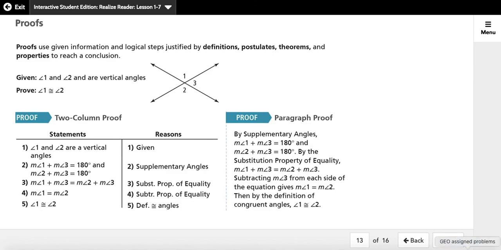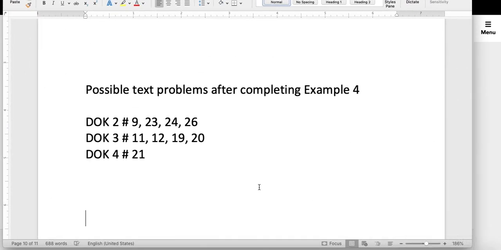And the assignment for this last section is you can now do all of these problems: 9, 23, 24, 26, 11, 12, 19, and 20, and number 21.